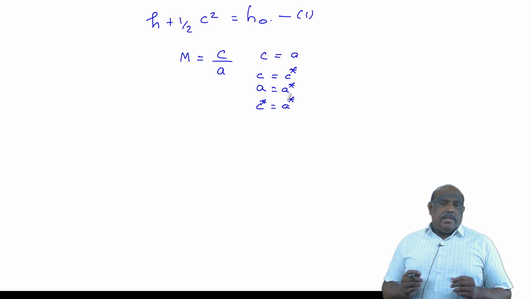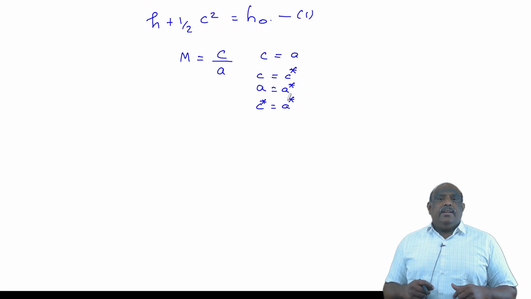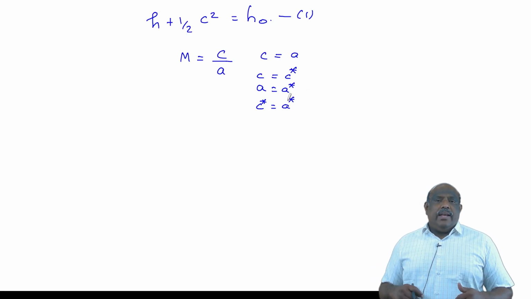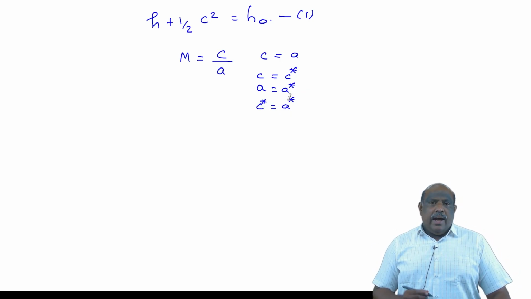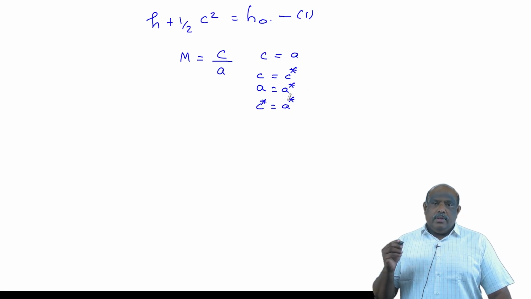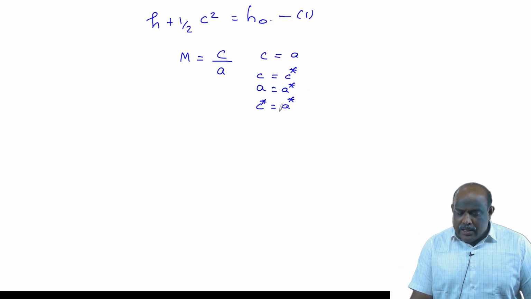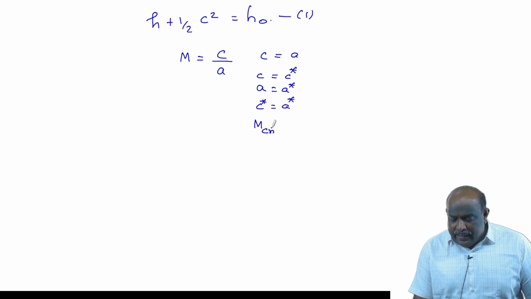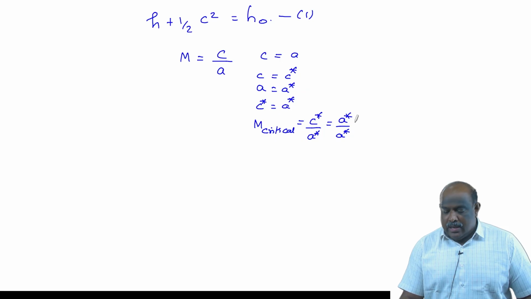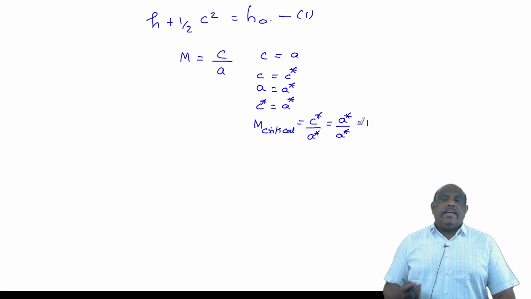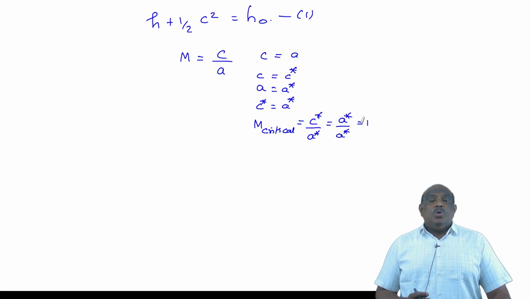I will repeat once again. We know the Mach number is given by C by A. Now I am taking a particular condition in which C equal to A. When C equal to A, we are calling C as C star and A as A star. So when I put C as C star equal to A star, this particular Mach number is called Mach critical, which will be equal to C star by A star. But we know that C star and A star are one and the same, which means A star by A star or C star by C star, which is equal to 1. Otherwise I can tell this M critical is nothing but the sonic Mach number.